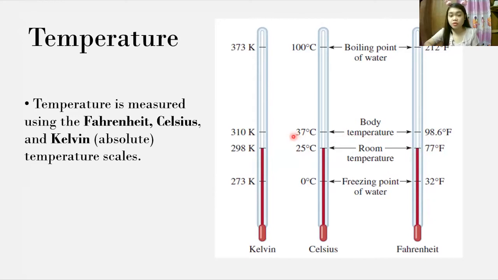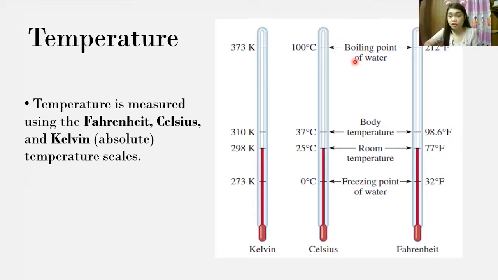For body temperature, we know it's 37 degrees Celsius. So you just add 273 again. So that's 310 Kelvin for body temperature in terms of Kelvin. And then it's 98.6 degrees Fahrenheit for Fahrenheit readings.